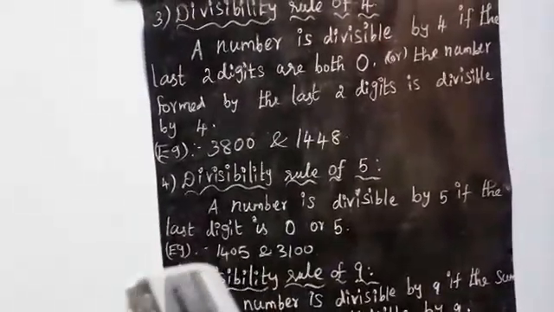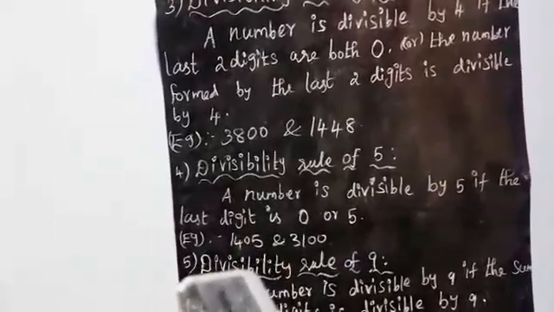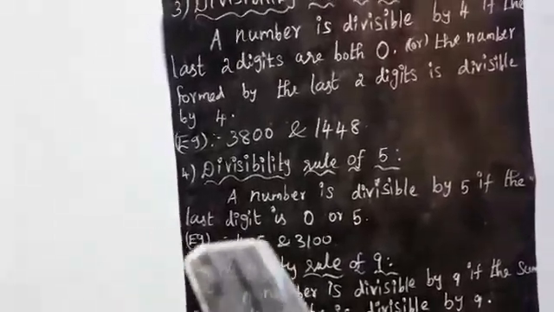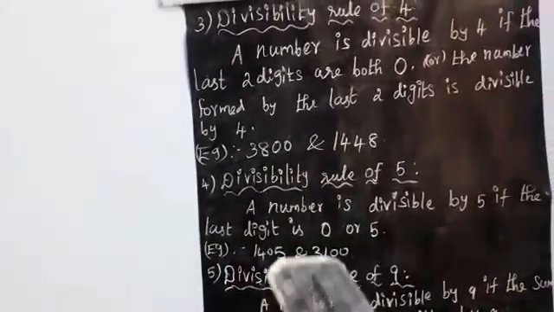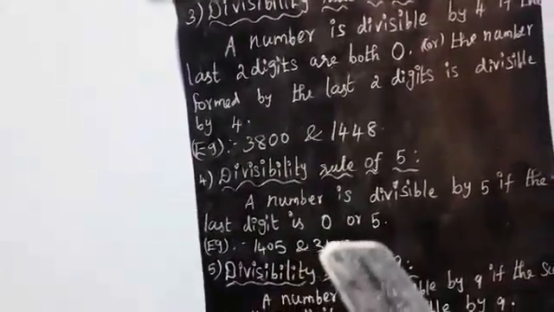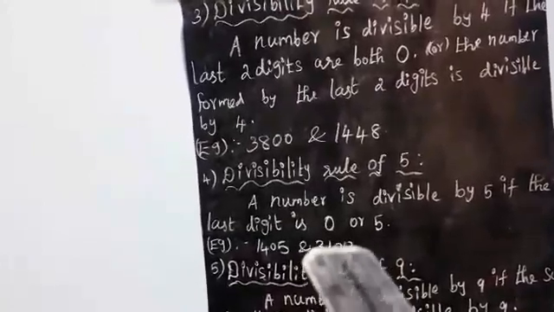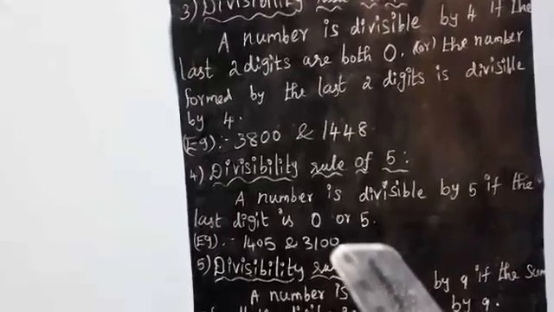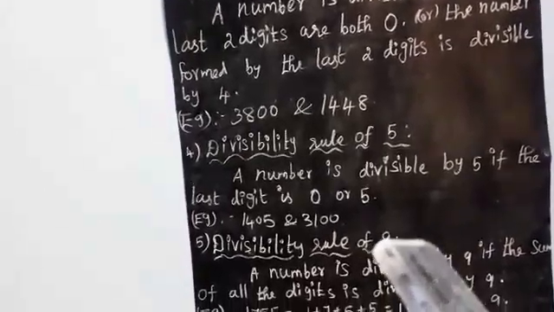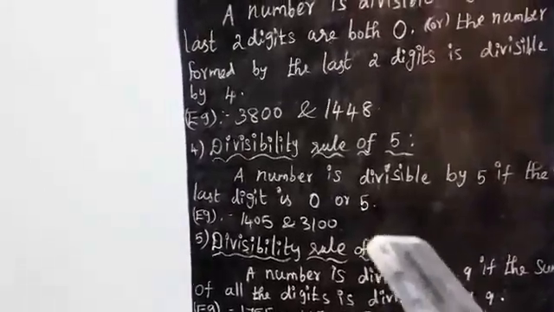First number, 1405. The last digit is 5, isn't it? So the number is divisible by 5. Then the second number, 3100. The last digit is 0, isn't it? So the number is also divisible by 5.